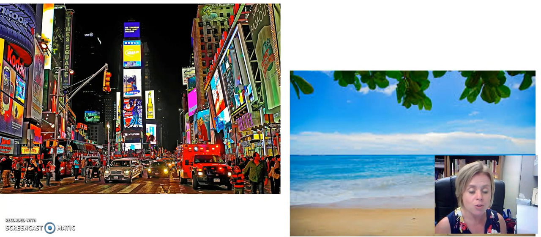Okay, so now we are moving on to Module 5, which is the environment. I don't want you to forget all about developmentally appropriate practices as we move on to the environment. And I have some pictures that I want us to look at as an intro to the environment. The picture on the left is Times Square in New York. You may or may not have been there, but just take a moment and look at everything that is going on in this picture.